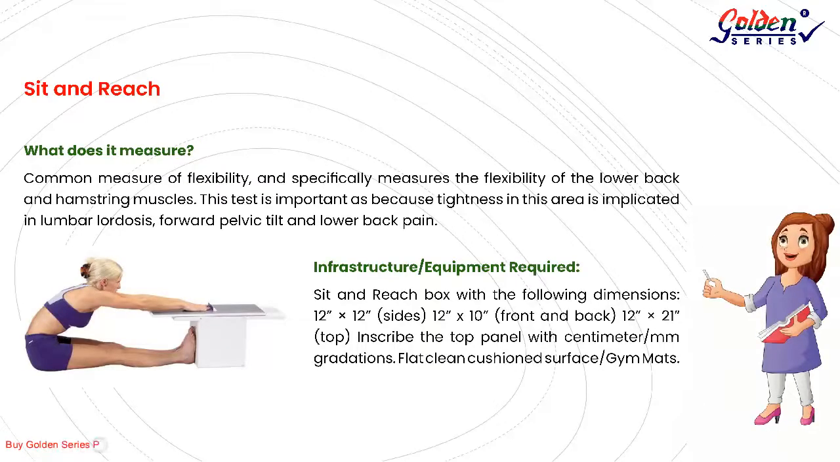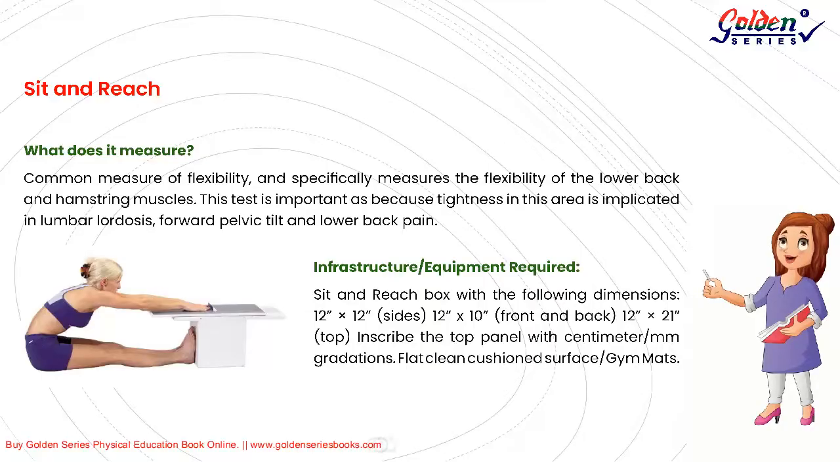Sit and reach. What does it measure? A common measure of flexibility, specifically the flexibility of the lower back and hamstring muscles. This test is important because tightness in this area is implicated in lumbar lordosis, forward pelvic tilt, and lower back pain. Infrastructure equipment required: sit and reach box with the following dimensions: 12 by 12, sides; 12 by 10, front and back; 12 by 21, top.